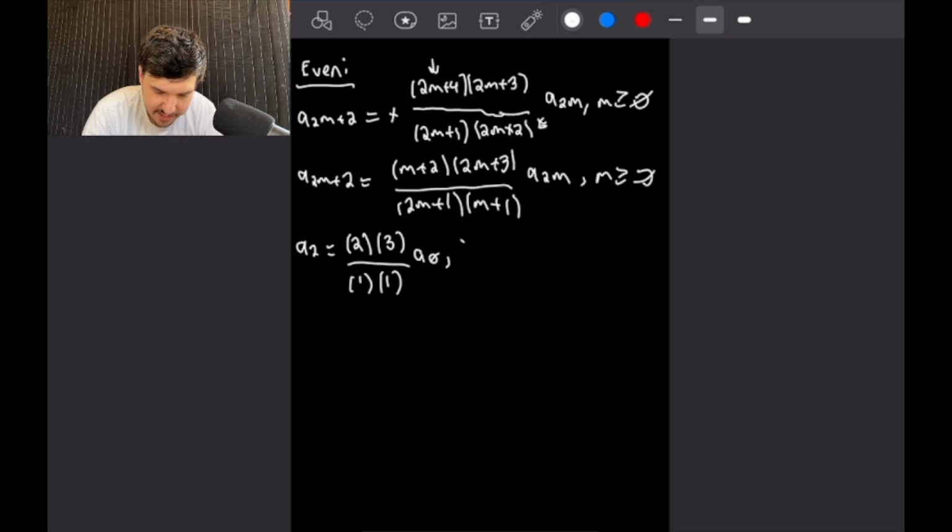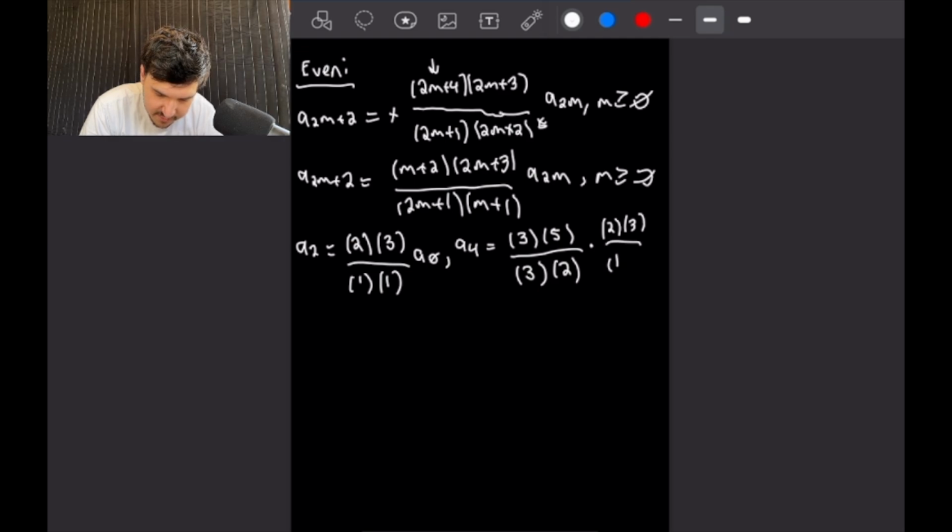So next, let's go ahead and calculate our a sub 4 here. When we have a sub 4, our m will be equal to 1. So our numerator will be the following. We will have a 1 plus 2, which will be 3, and that will be times 2 plus 3, which is 5. And then in our denominator, we will have 2 times 1, which is 2, plus 1 is 3. So that will be a 3, and that will be times 1 plus 1, which is a 2. And then this whole thing will be times a 2. Well, what does a 2 equal? Well, it equals 2 times 3 over 1 times 1 times our a naught.